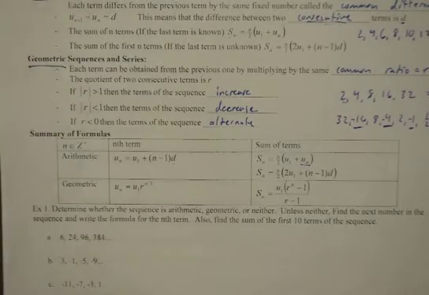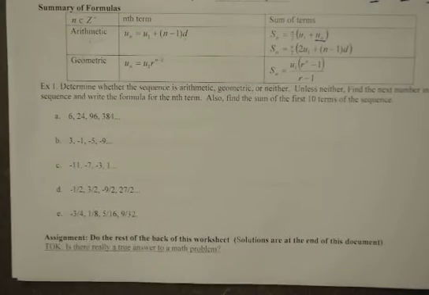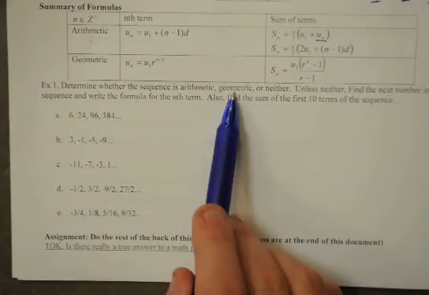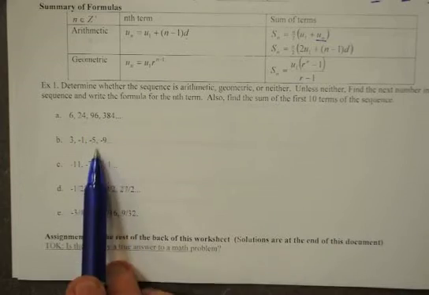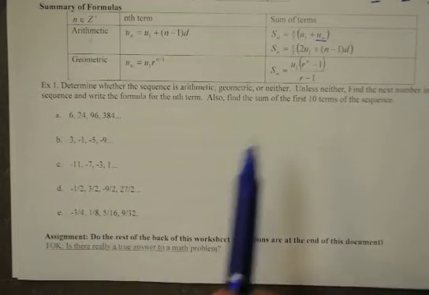Alright, let's do some examples. That was a lot of information, so let's figure this out here. Determine whether the sequence is arithmetic or geometric or neither. So let's just go through and do that real quick.